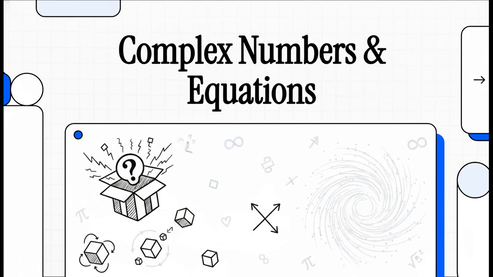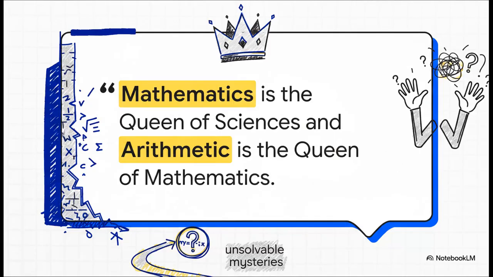Okay, let's dive right into this explainer. If you've ever felt like math is just a rigid set of unbreakable rules, well, prepare to have your mind expanded. Today, we are exploring a chapter that literally adds a completely new dimension to our reality: complex numbers and quadratic equations. You know, the legendary mathematician Carl Friedrich Gauss once said that mathematics is a royal realm of pure logic. But historically, even this queen of sciences had some completely unsolvable mysteries.